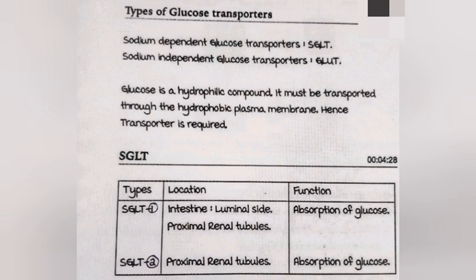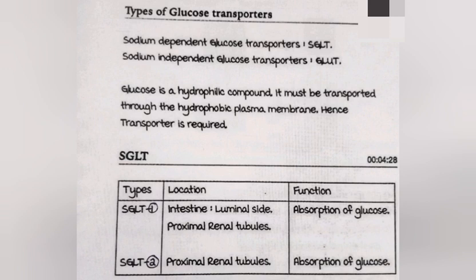Okay, so there are two types of glucose transporters. One is the sodium-dependent glucose transporters, which we call SGLT, and the second is the sodium-independent glucose transporters, which we call GLUT. SGLT is of two types, SGLT1 and SGLT2.